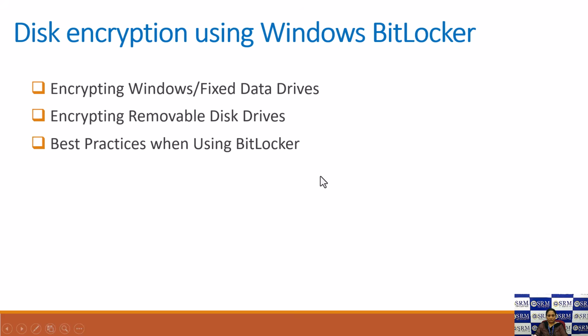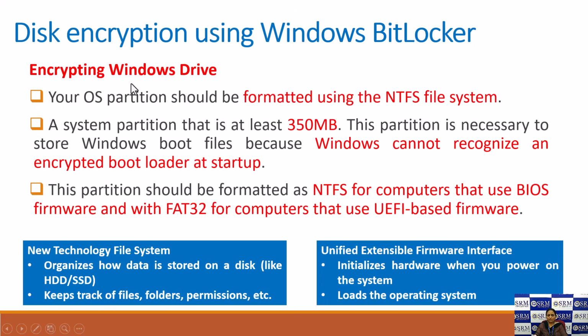The first is Windows and fixed data drive, how to encrypt. So, encrypting the Windows drive. Your OS partition should be formatted to do this. If you want to encrypt the Windows drive, we have to get the OS partition formatted using NTFS, which is the New Technology File System, because it organizes how data is stored on a disk and keeps track of files, folders, permissions, etc. Right? So, a system partition that should be at least 350 MB.